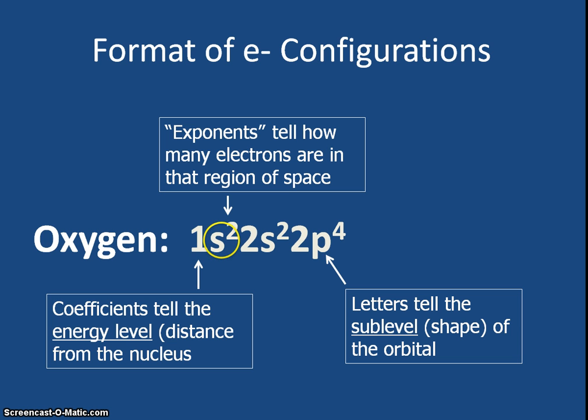So the big number and the letter describe the region of space. The exponent that's sitting up there is not really an exponent, but it looks like one. The exponent tells you how many electrons are occupying that region of space. So this shows that there's 2 electrons in this sphere, which makes sense because you can fit 2 electrons into a sphere. You can't fit 3, but you can fit 2. For the p, notice that there's 4 over here, and that's okay because p can hold up to 6.